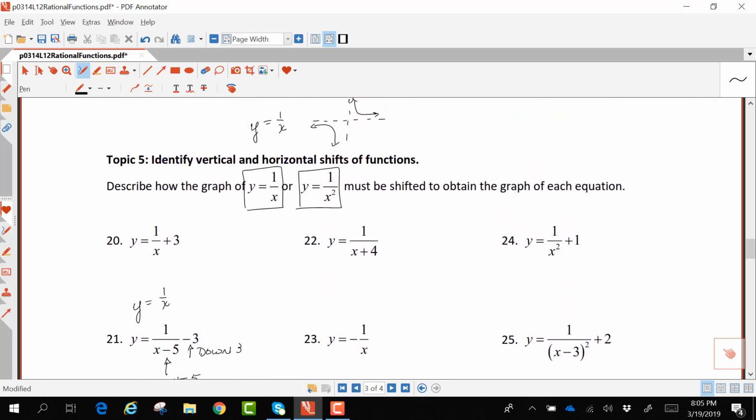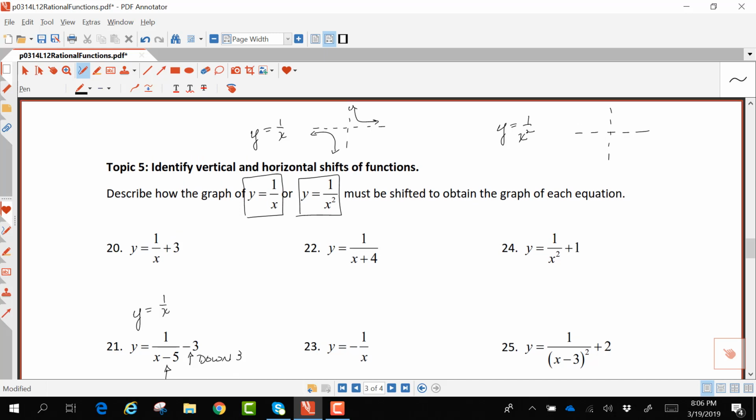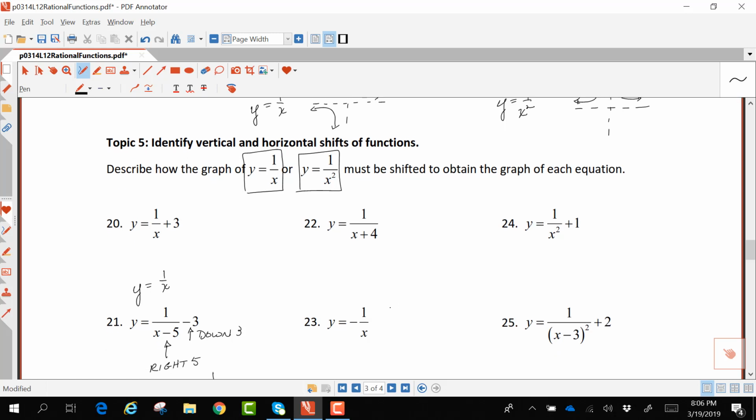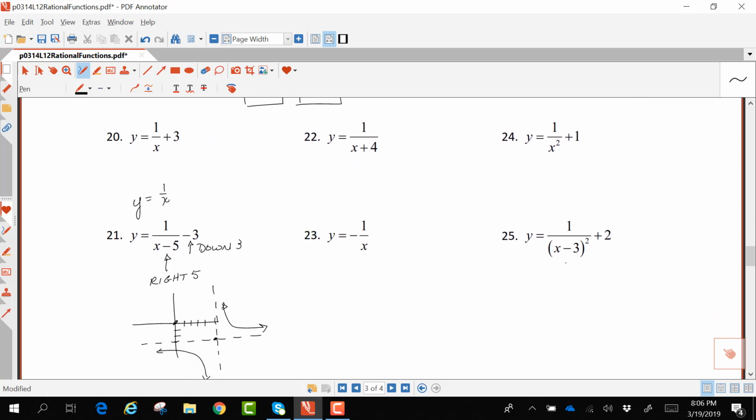Looking at y equaling 1 over x squared, this graph also has two asymptotes, and its graph would be in the upper two quadrants. So 25 will transform that graph. The x minus 3 would mean to go right 3, and the plus 2 would be up 2.